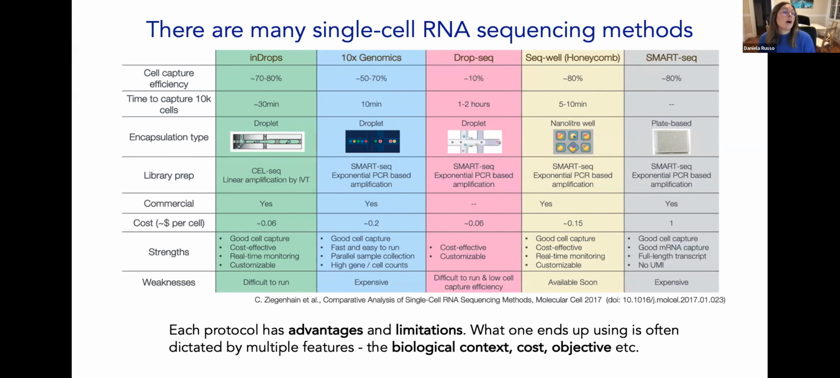So overall, there are many different types of single-cell RNA sequencing methods, and this is just another figure showing the same sequencing methods that we've mentioned previously, but really highlighting that each protocol has advantages and limitations. What ends up being one of the major differentiating factors between which method we are going to select is first of all, the biological context in which we are selecting a method, the cost of a method, the objective, which is to say the output of these methods. And overall, it is really important for us to make considerations.